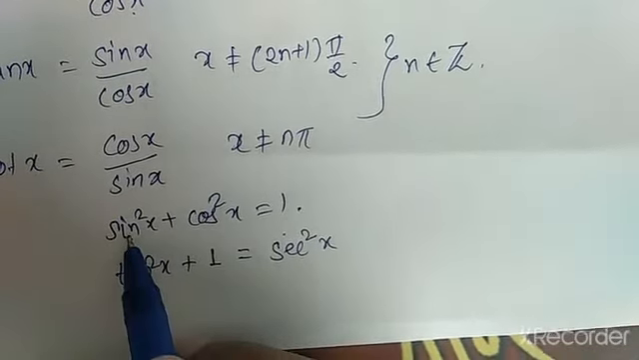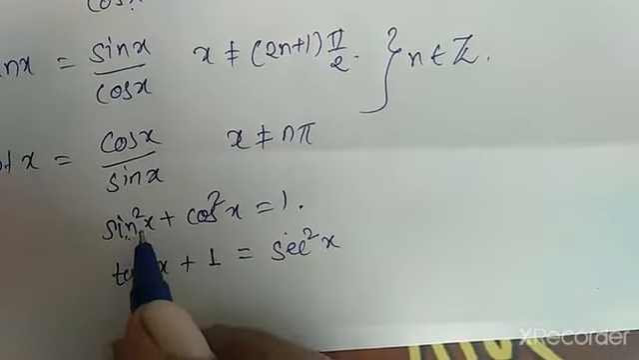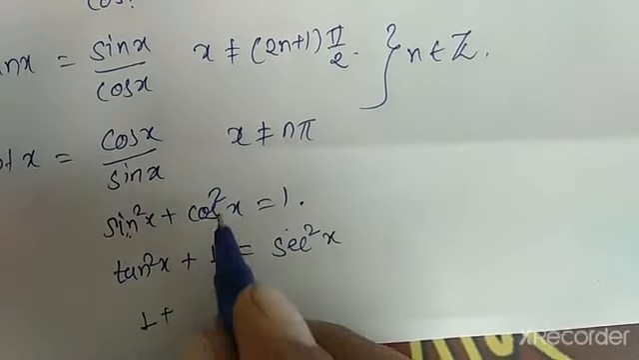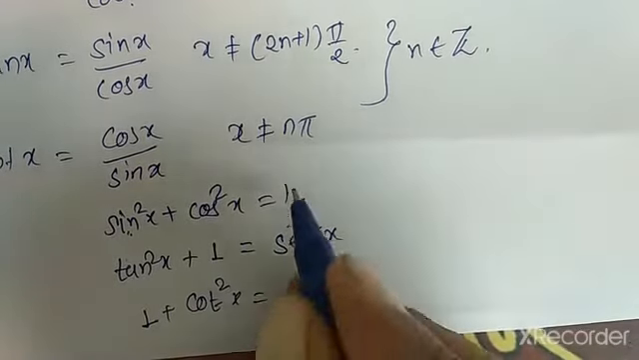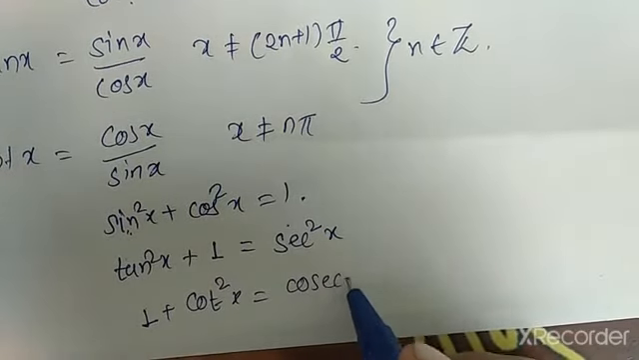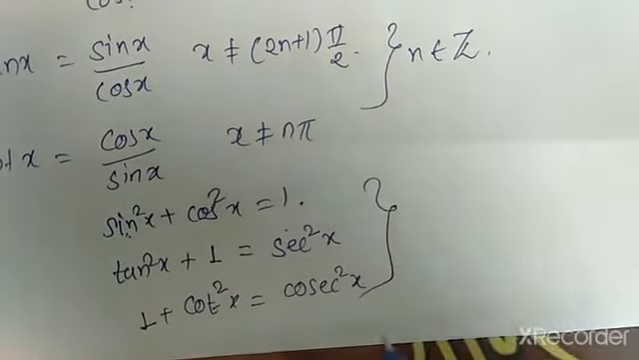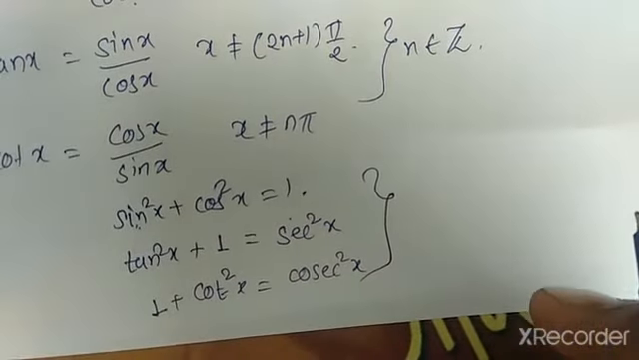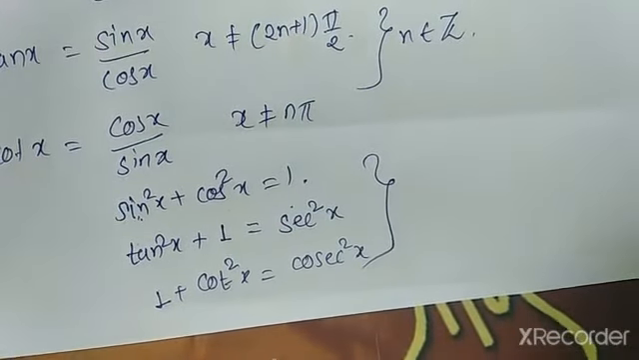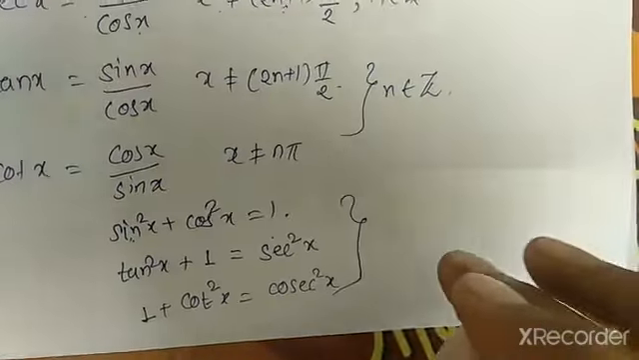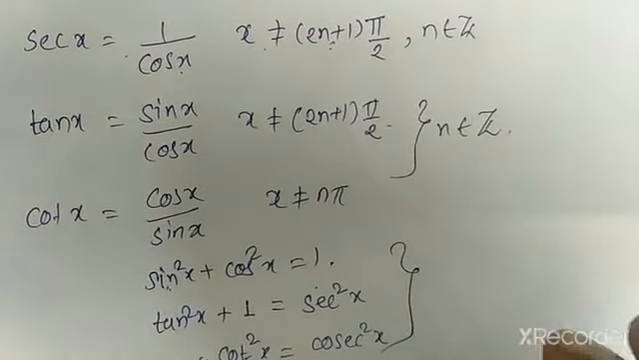Also, if we divide this by sin²x, it will be sin²x upon sin²x is 1, cos²x upon sin²x is cot²x, and 1 upon sin²x is cosec²x. Okay, these are the formulas related to sin²x and cos²x. So for today we will stop here. Thank you.